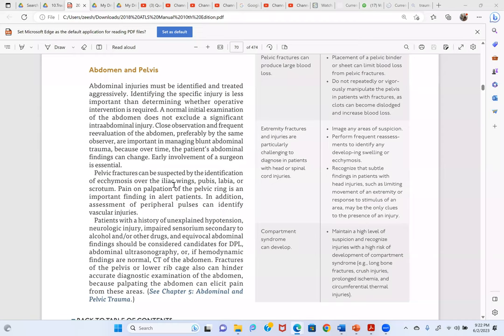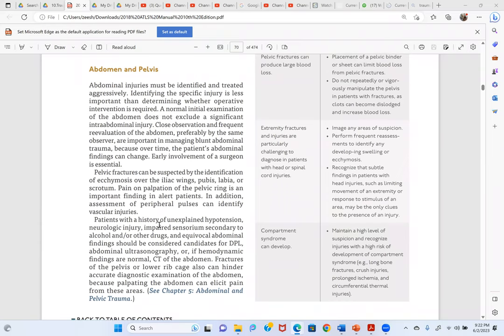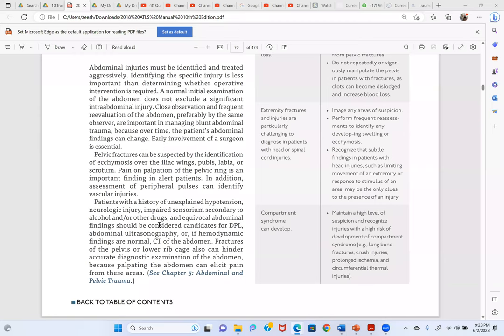Especially, pelvic fracture can be suspected by identification of ecchymosis over the iliac wings, pubis, labia, or scrotum. Pain on palpation of the pelvic ring is an important finding in alert patients. In addition, assessment of peripheral pulses can identify vascular injuries. So if you are suspecting vascular injury, you will find the pulses lost.